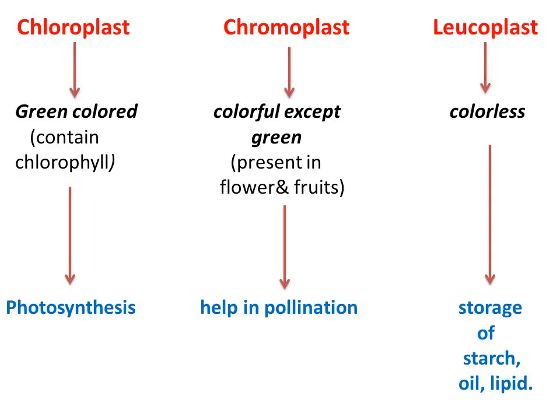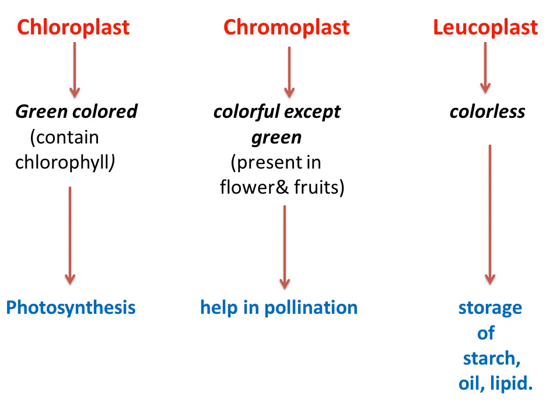Now the next is plastids. What are the types of plastids? 3 types: chloroplast, chromoplast and leucoplast. Chloro means green. They are green colored plastids. Now why are they green? Because they contain a pigment called chlorophyll. And what is the function now? Photosynthesis. Very clear.